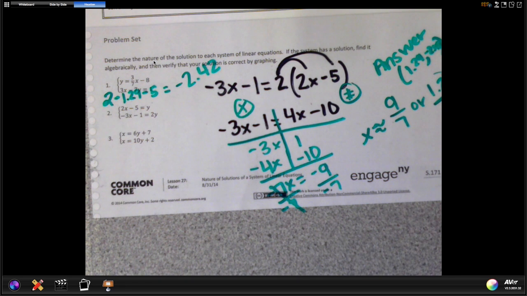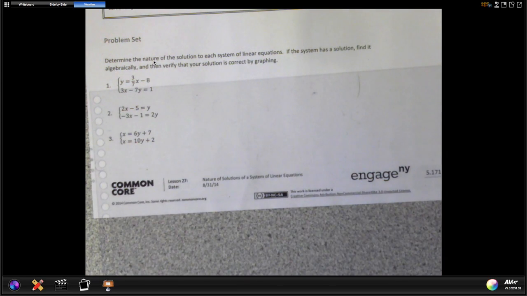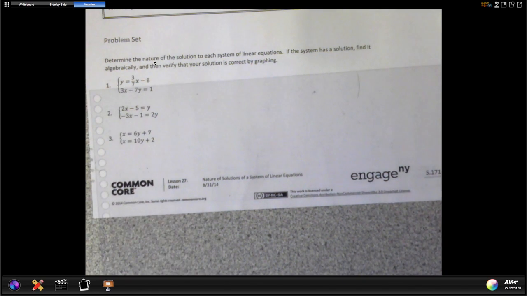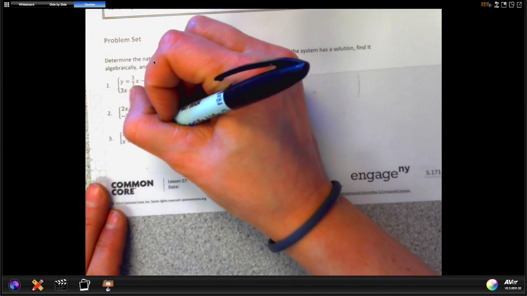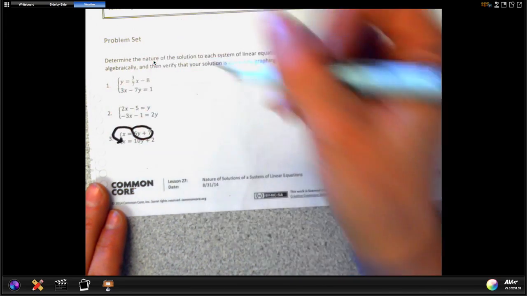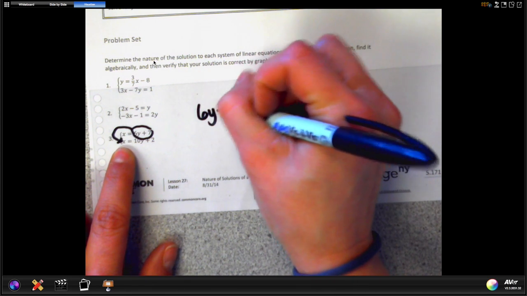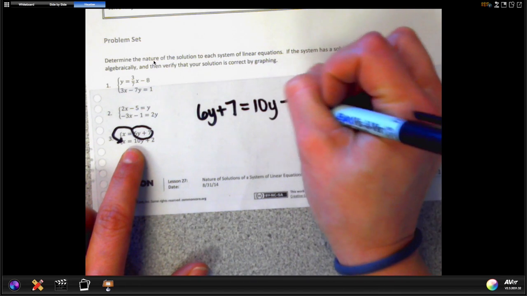Okay, for good measure, let's do one more example. Let's do the last one. Number 3 on here. x equals 6y plus 7, x equals 10y plus 2. So we're looking for an x equal or a y equal, and we have 2 of them. We have x equals on both equations, so that means we can choose which one to use. I'm just going to use this top one, and I'm going to substitute it in for that x. So let's rewrite the second equation. Instead of x, I'm going to write 6y plus 7. And now I'm going to write the rest of the equation equals 10y plus 2.